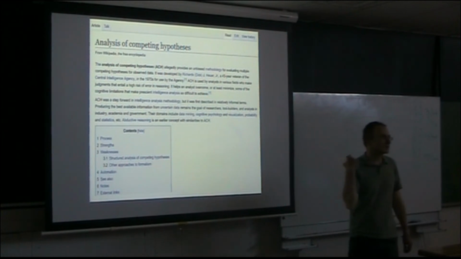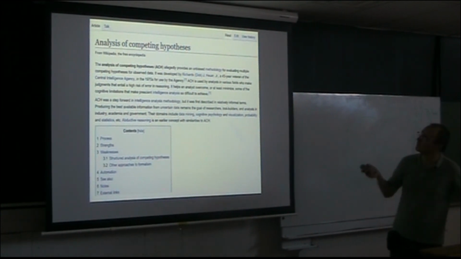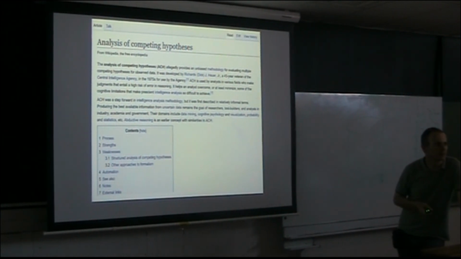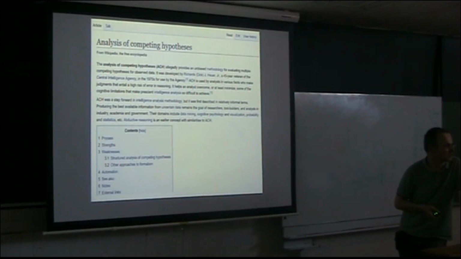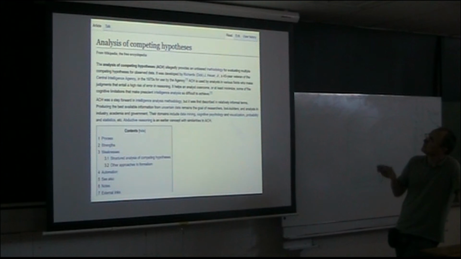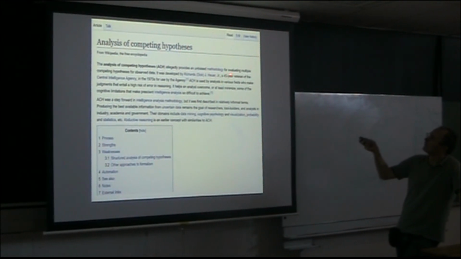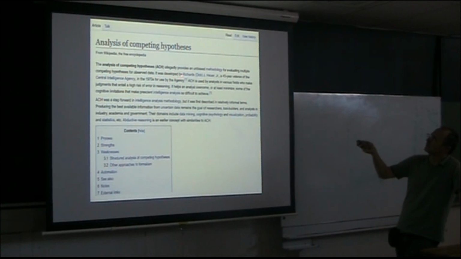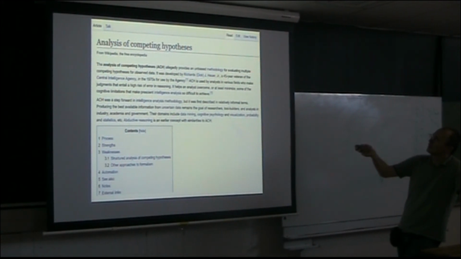I also just want to say that when I was looking this up, trying to look at some old research, I came across this Wikipedia article on analysis of competing hypotheses, which is an unbiased methodology for evaluating multiple competing hypotheses. It was developed by Richard J. Heuer for the Central Intelligence Agency in the 1970s. It's rubbish. They claim that they generated this, but they actually just took it straight out of science.